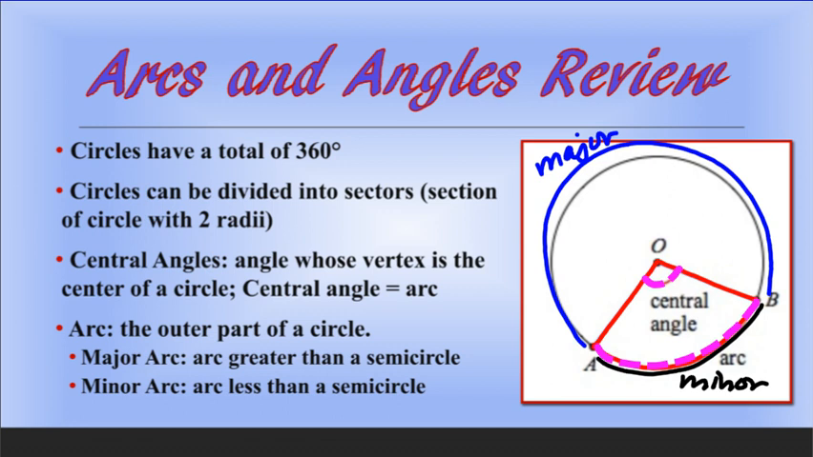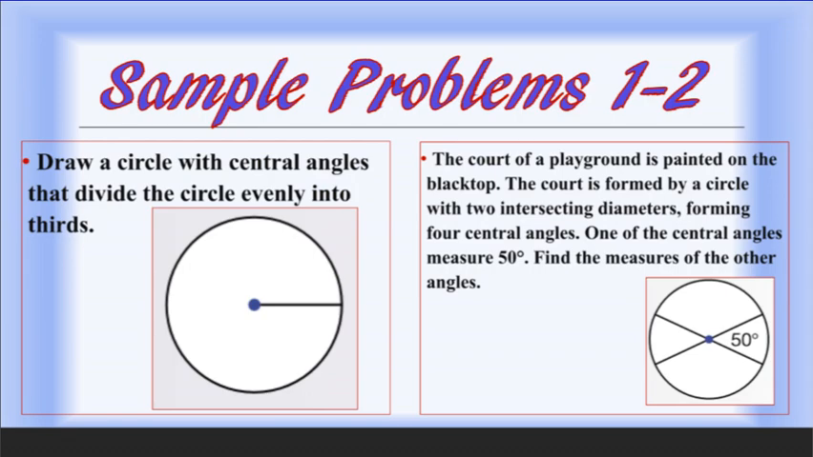So now let's take a look at an example. So let's draw a circle with central angles that divide the circle evenly into thirds. So we have a circle here. We want to divide that into thirds. They started off for us. We just need to draw two more lines. So maybe draw this one and here. So we have three pieces. Each one is a third of the whole circle.